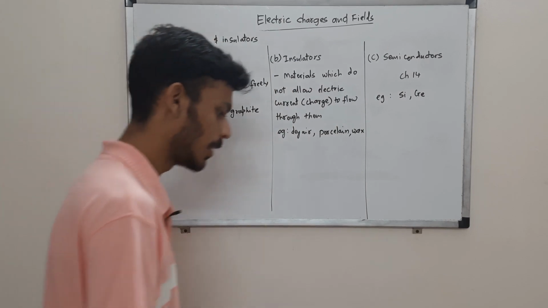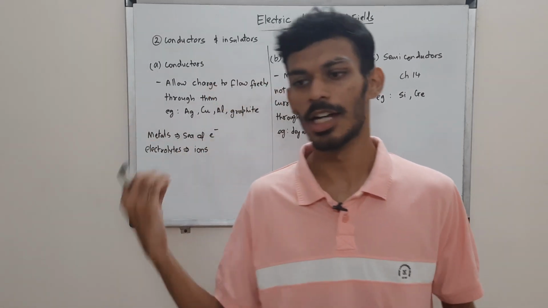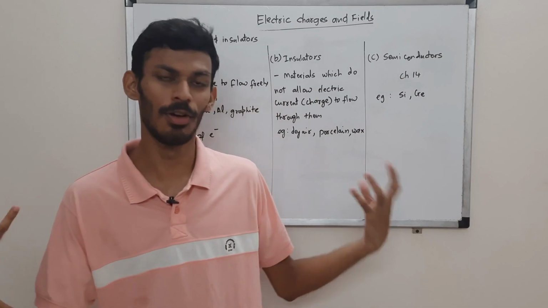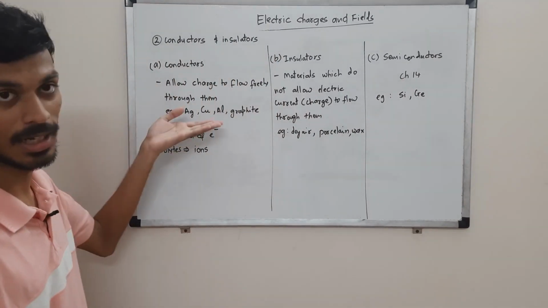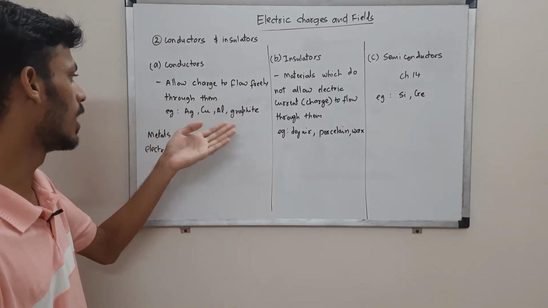Conductors, as you might know, are those materials that allow charge to flow freely through them, or flow of electric current through them. The examples will be anything like metals. So you have gold, copper, aluminium.